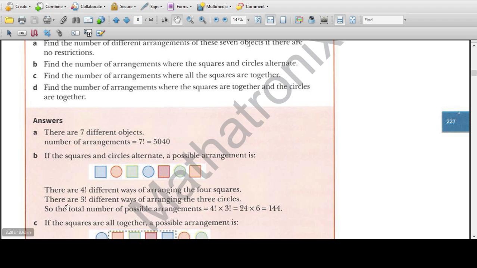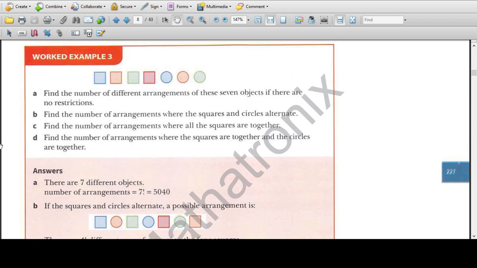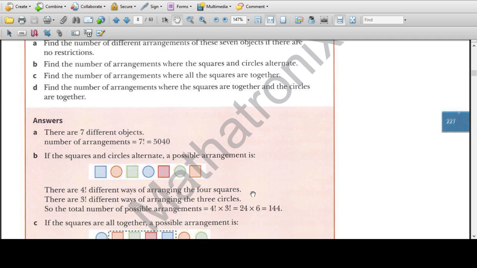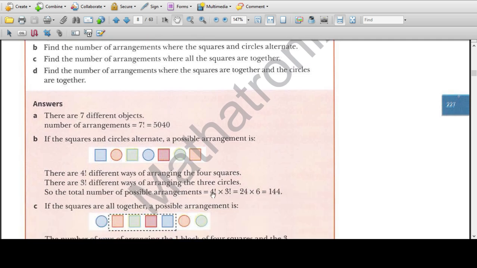So there are 4 factorial different ways of arranging the 4 squares, and 3 factorial different ways of arranging the 3 circles. So the total number of possible arrangements is 4 factorial into 3 factorial, that is 24 into 6. 4 factorial is 24 and 3 factorial is 6. On multiplication we have 144.